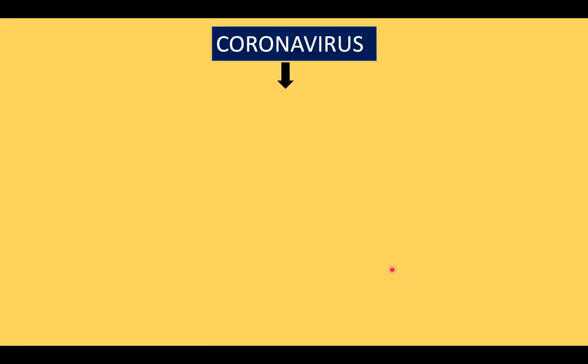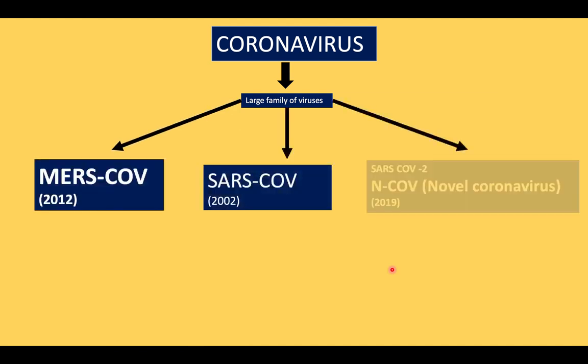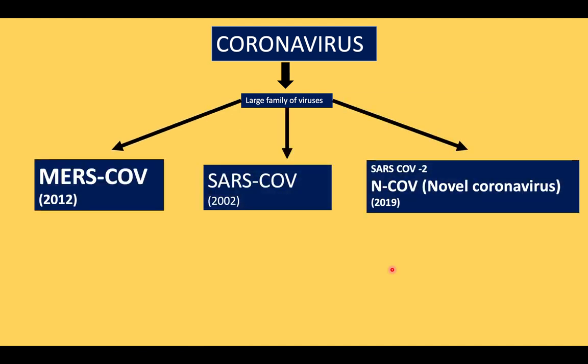Coronaviruses are a large family of viruses. The three main ones that we know before are MERS-CoV, found in 2012, SARS-CoV in 2002, and the latest one, which was previously named SARS-CoV-2, now known as novel coronavirus or COVID-19 in 2019.